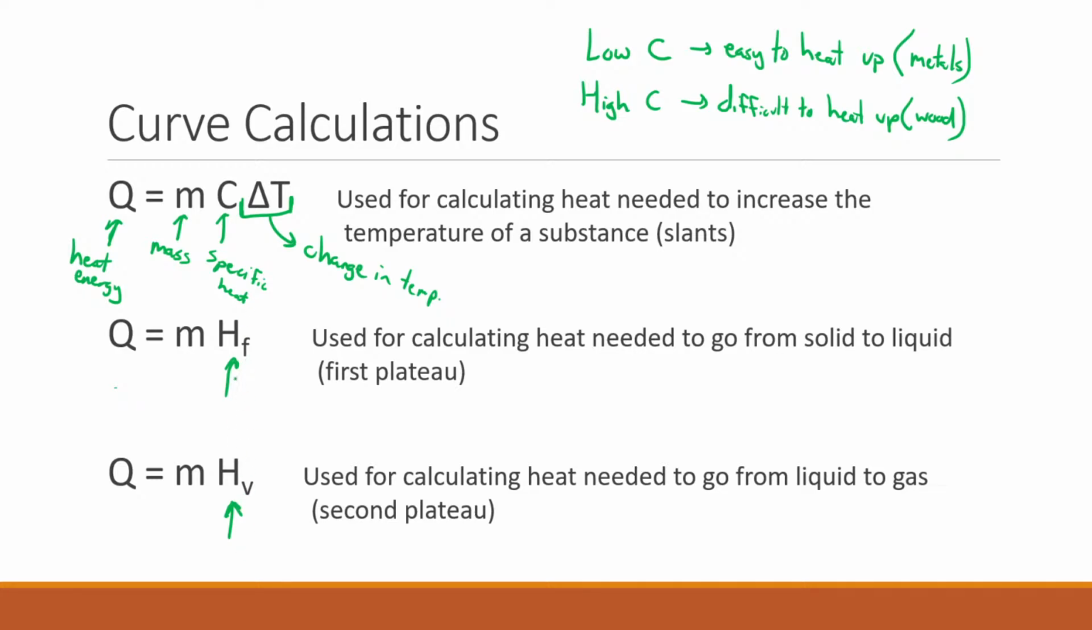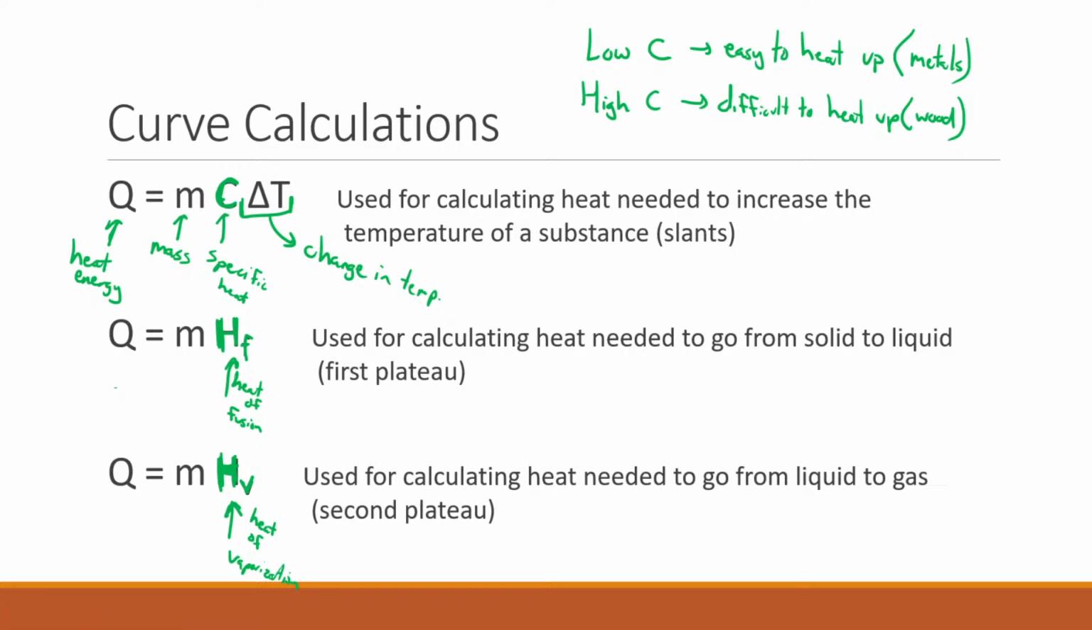Down here, our HF and our HV, those are heat of fusion and heat of vaporization. Similar to specific heat, these are values that tell you how much energy you need to melt 1 gram of the substance or boil 1 gram of the substance. C, which I'm going to now outline in green here, HF and HV are always going to be the thing you solve for, or something that is given to you.